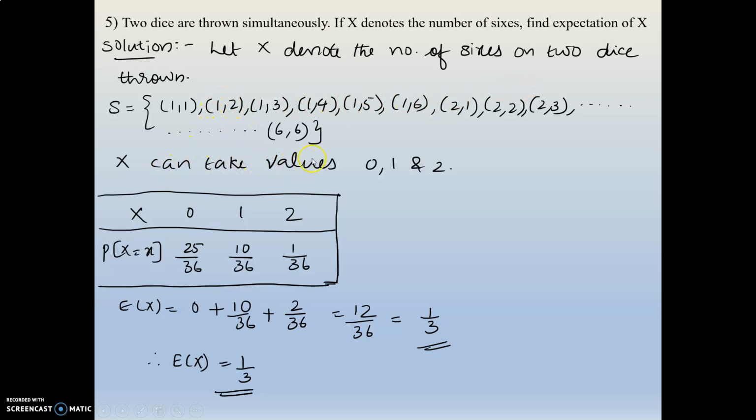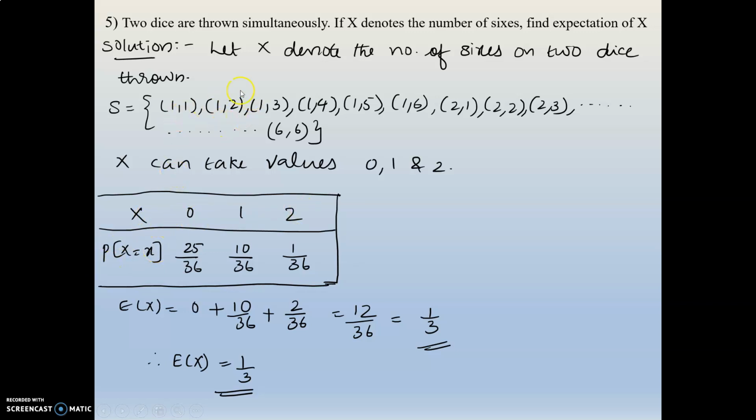So x can take values: the minimum number of sixes is 0. The maximum is 2, if you get 6 on both, that is 2. And in some cases, like (1,6), (2,6), (3,6), you will get only one 6, so 1. So x can take 0, 1 and 2, because x is the number of sixes on 2 dice. Probability of X equal to x.